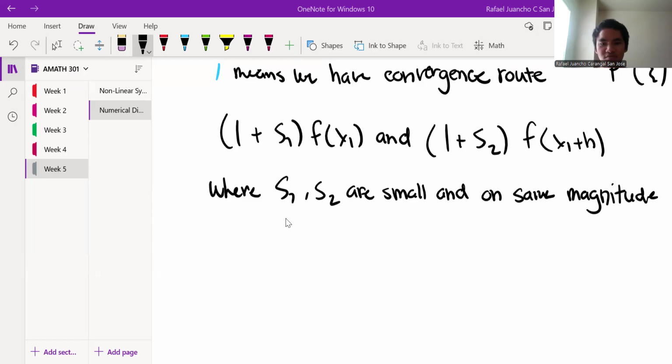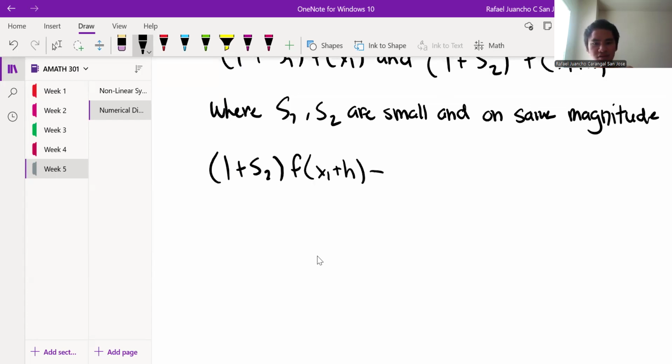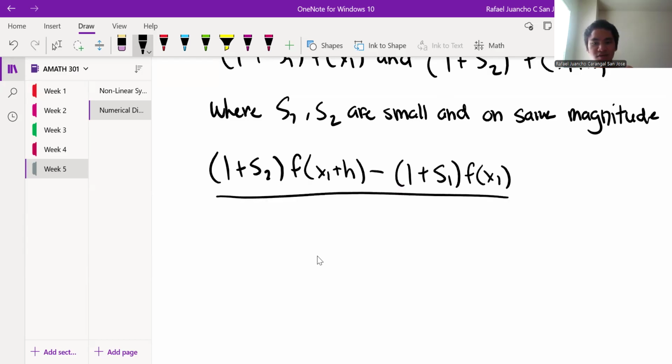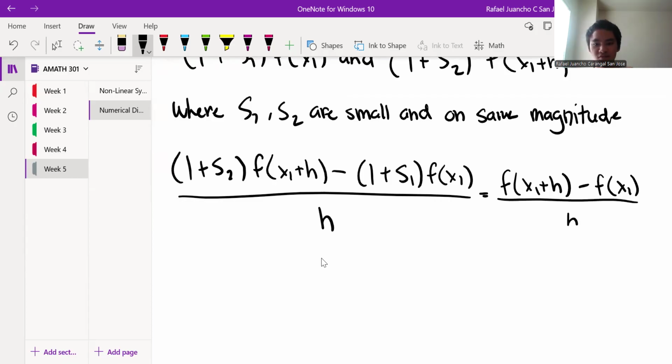So for a computer to do this, here's what the computer will do. 1 plus s sub 2 of this function minus that 1 plus s sub 1 of my original. I divide that all by h. This is actually just equal to my approximation. And that's the worst case.